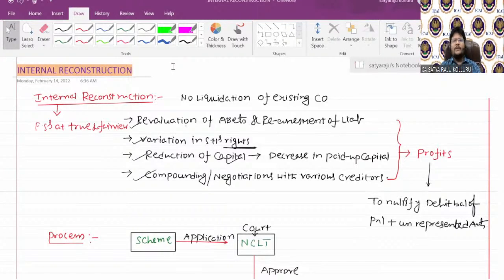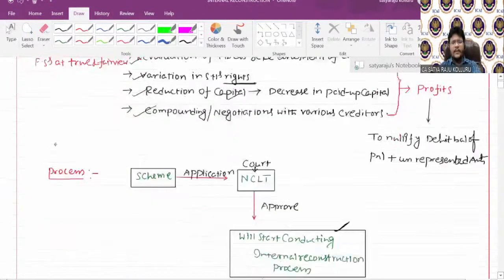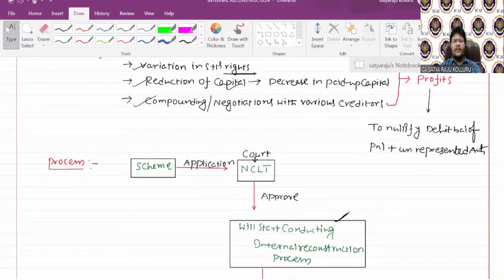Am I right? Practically speaking, first the entire internal reconstruction scheme is designed by the management after holding a sufficient number of meetings with various parties. Then it puts an application to the NCLT. After examining the entire provisions of the scheme, if it is on an equitable basis, considering the interest of all persons, the NCLT can approve. Once the court approves the scheme, the company will start implementing such internal reconstruction activities in the company.